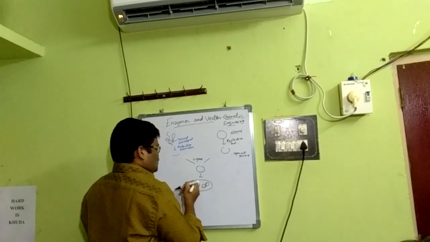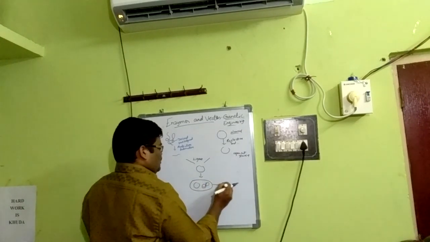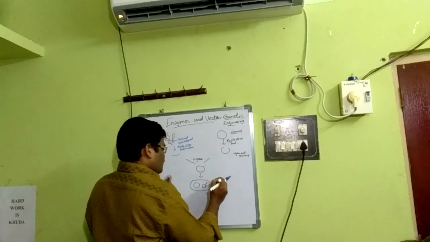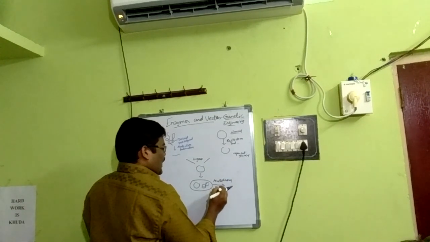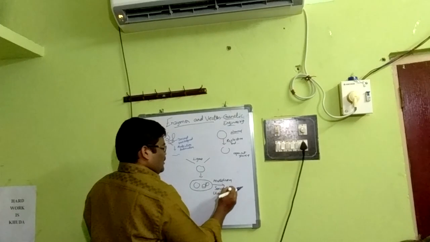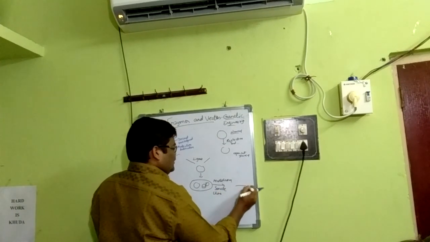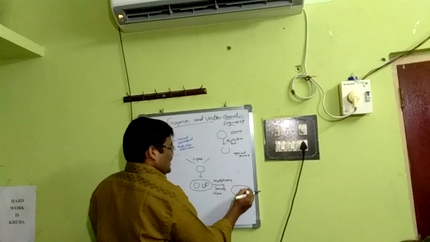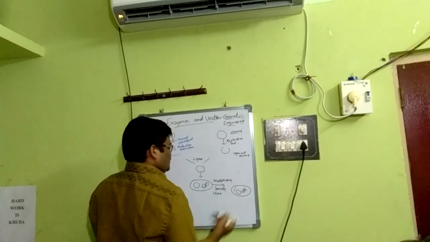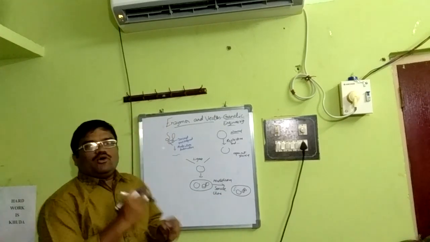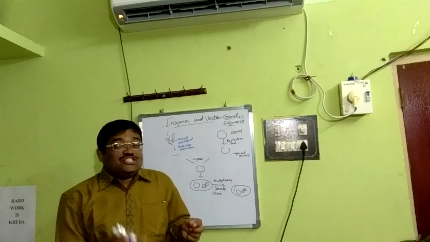for duplication. That means you have to allow it for multiplication and specific identification of the clone. Then finally you will get our desired end product. This is the plasmid and this is the end product. It's about the basic protocol in genetic engineering.